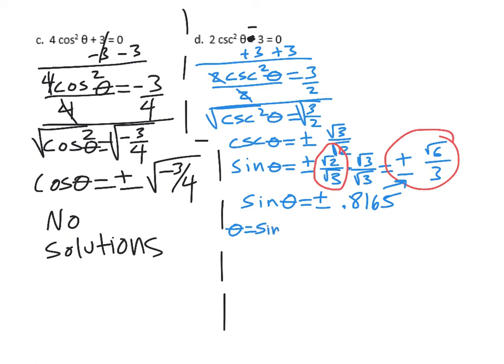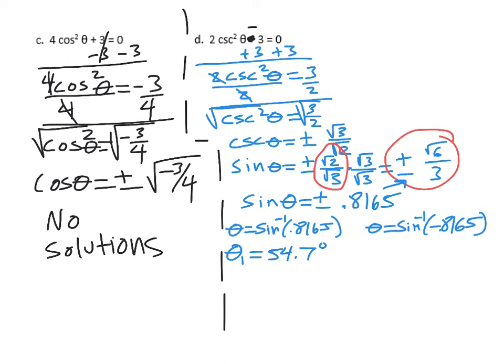So now I've got two scenarios to consider here. Inverse sine of 0.8165. Inverse sine of negative 0.8165, right? Your two cases, positive and negative, okay? Throw that in your calculator, making sure you're in degree mode, and you round to the nearest tenth, you're going to get 54.7, okay? That looks good. We'll call that solution number 1.